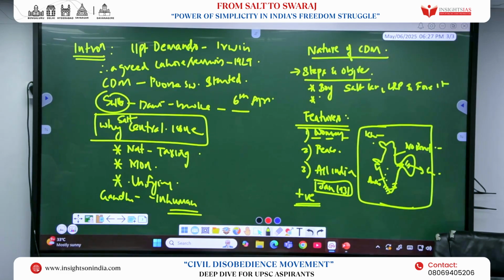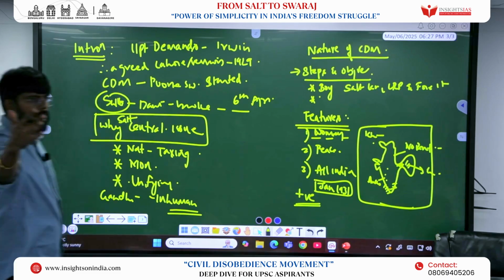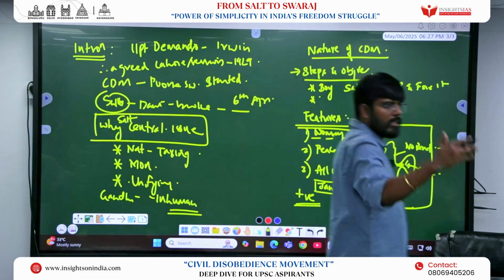Yes. At the end of CDM, Gandhi signed the Irwin Pact, which enabled him to participate in the second round table conference. Okay. And Gandhi was its only representative. Karachi session and later the second round table conference. What were the outcomes of it? Karachi session and Gandhi's participation in the second round table conference.